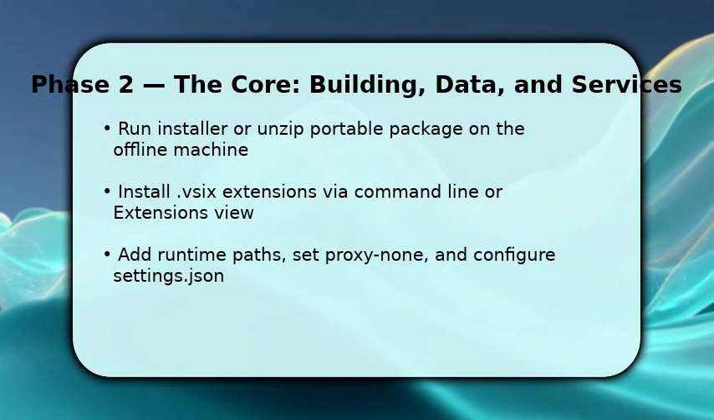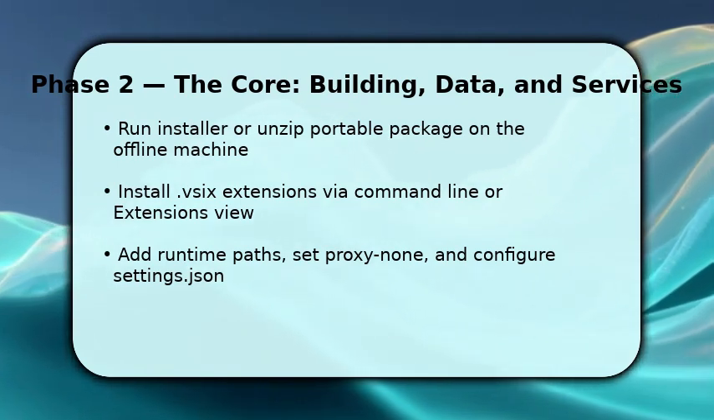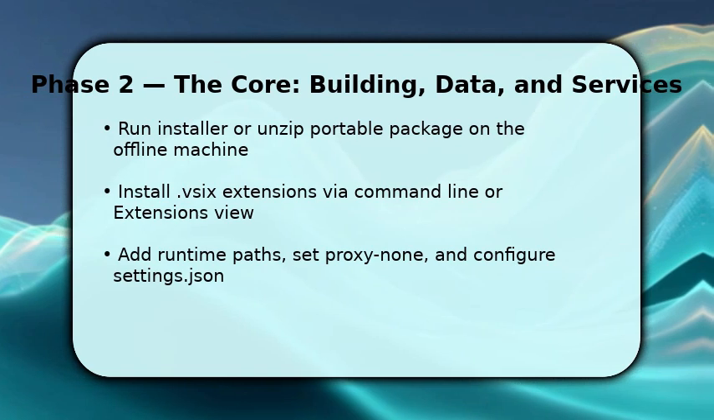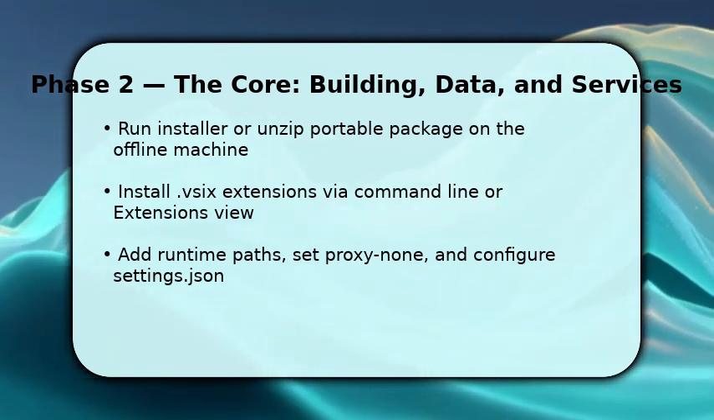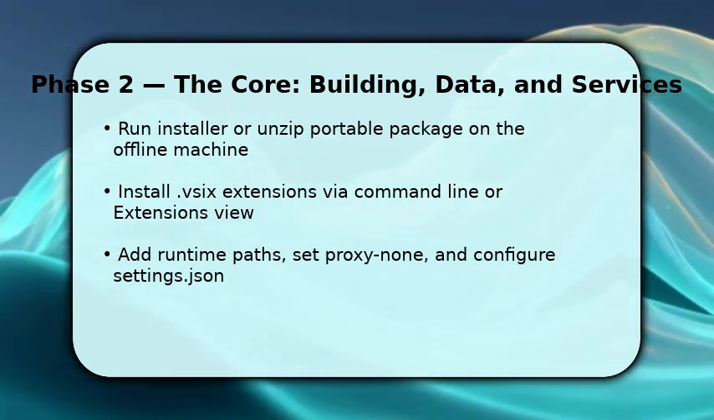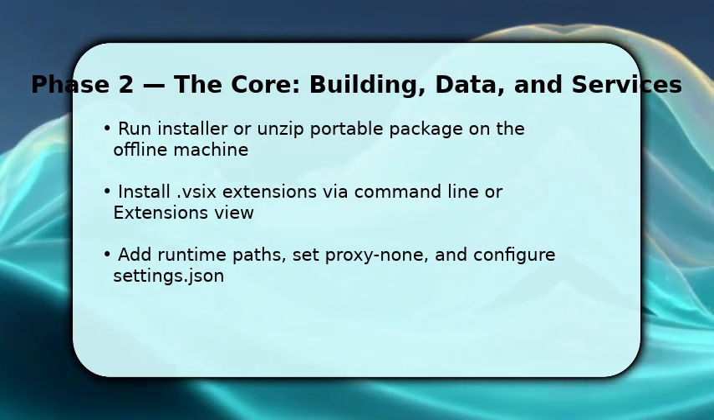You now install VS Code on the offline machine, choose the installer for system integration, or unzip the portable build into a user folder. Next, install extension VSIX files, open the extensions view or use code --install-extension path/to/file.vsix.